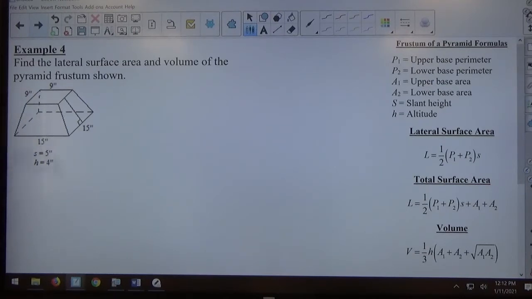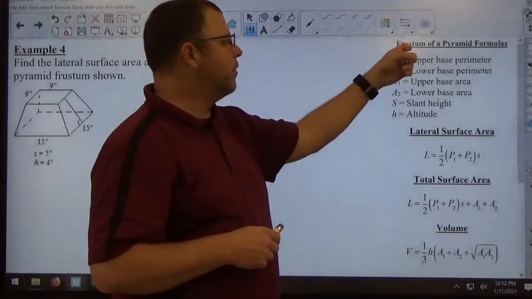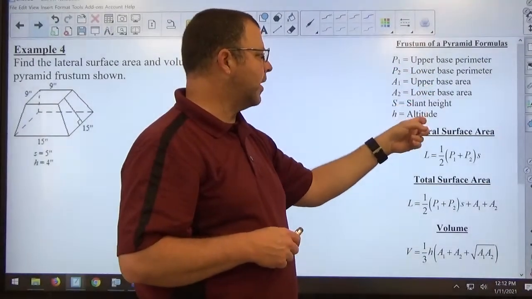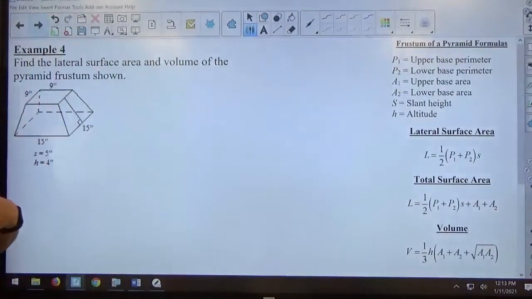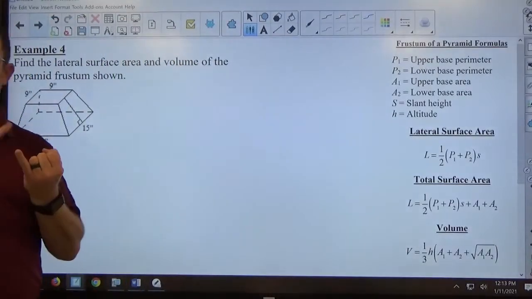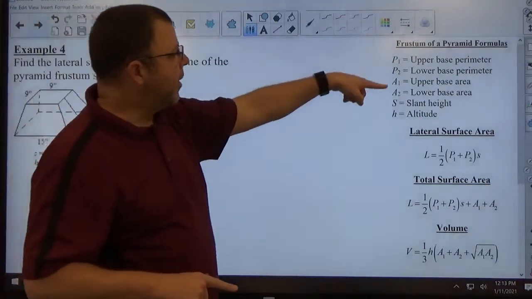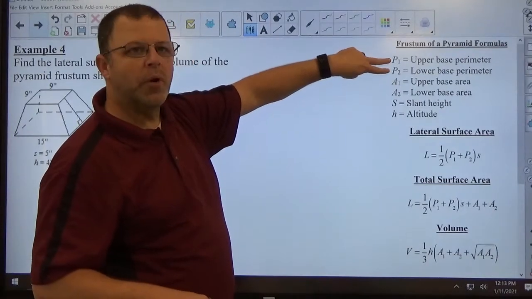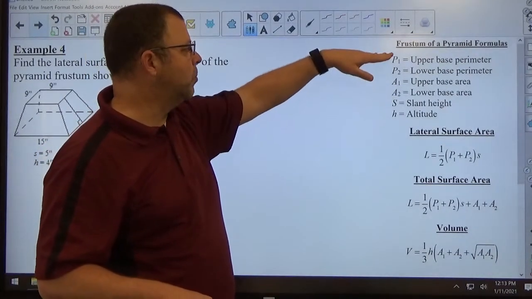And the dimensions required, there's lots of stuff going on over here. You have an upper base, a lower base, a perimeter for each, an area for each, slant height, and altitude. So it's still got the same basic ideas of a pyramid. We had area, perimeter, slant, height of a pyramid. We have area, perimeter, slant, height of a frustum. But we have an upper and lower perimeter and an upper and lower area. So the A sub 1, A sub 2, P sub 1, P sub 2.